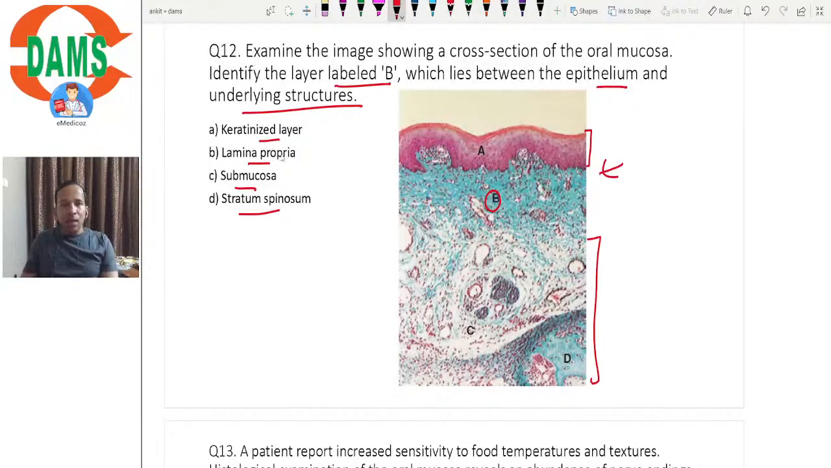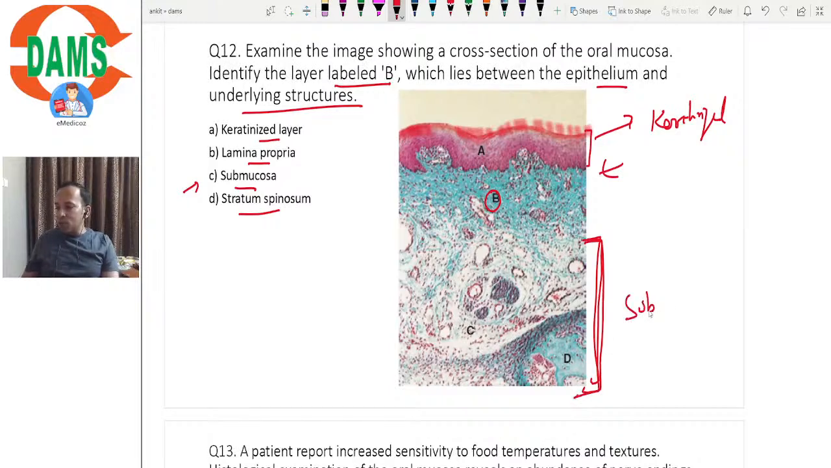What is the keratinized layer? Basically these are the different types of epithelium, keratinized or non-keratinized. Here I hope you can appreciate the keratin layer, right? And hence this entire epithelium is keratinized, isn't it? Now what is submucosa? Submucosa is all the tissue that lies beneath the connective tissue.